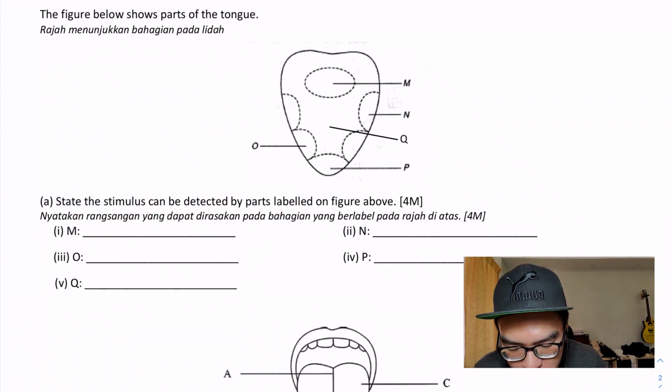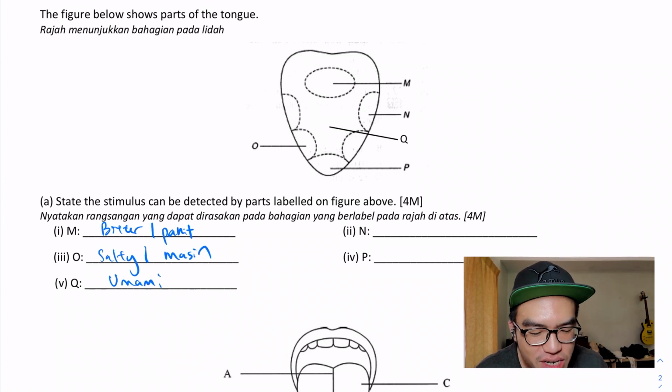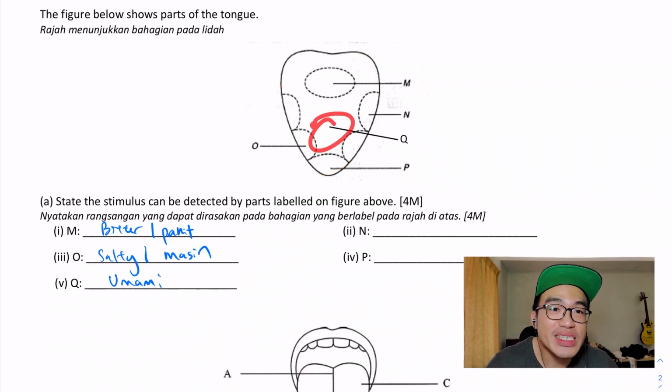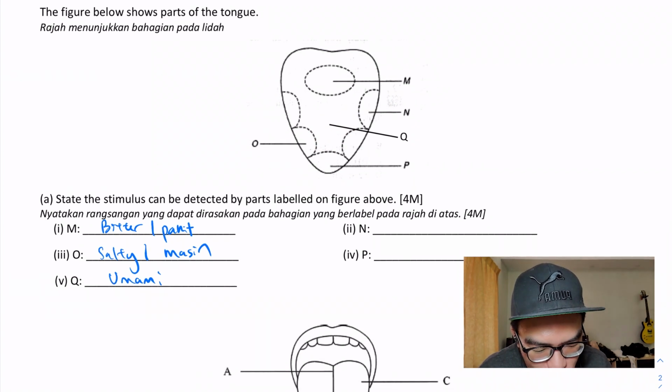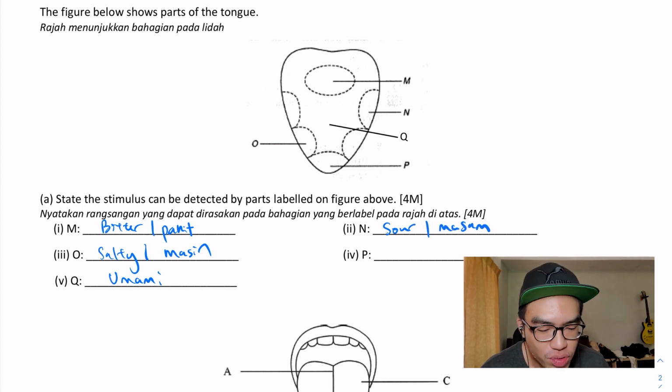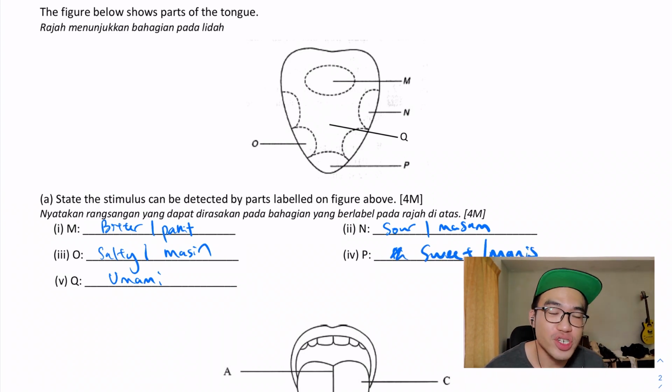As we know, M is bitter or pahit. O, that would be our salty or masin. Q would be our umami. Because they are pointing at a certain part of the tongue or the middle of the tongue, it means the whole tongue, which is your umami. So N, that would be our sour or masam. And of course, last but not least, P would be our sweet or manis. Okay, so that will be a very typical question in your exam.